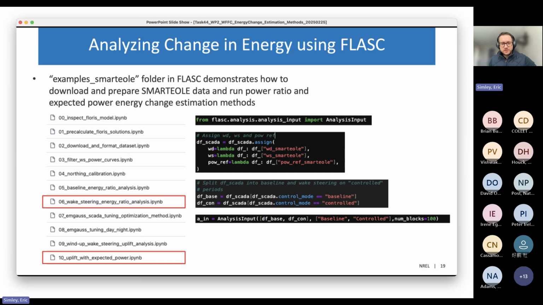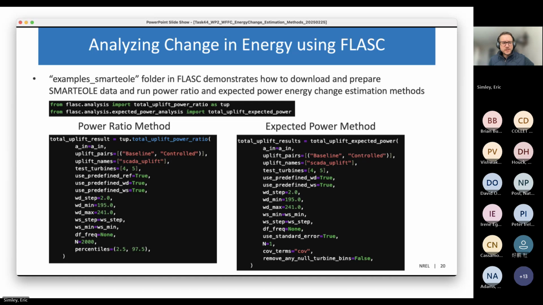Then we split this into a baseline and a control data frame by selecting for when the control mode is baseline or controlled. And then we create an analysis input object, which contains our baseline and controlled data frames. We label them as baseline and controlled. And then here we can specify the number of blocks to divide the data into for block bootstrapping.